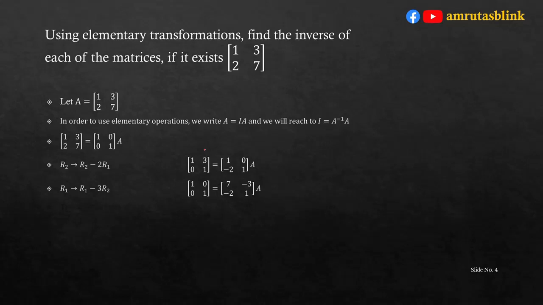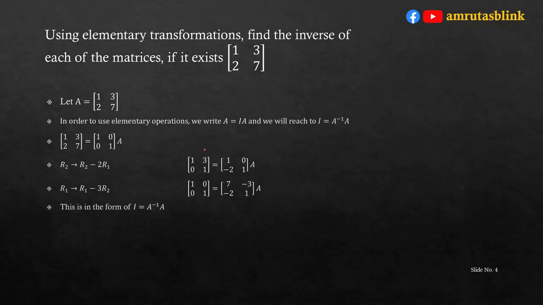Now 1 minus thrice of 0 is 1 as it is. Then 3 minus 3 into 1 is equal to 0. Second row is 0, 1 as it is. Now on the right hand side, 1 minus minus 3 into minus 2, that is 1 plus 6 is equal to 7, and 0 minus 3 into 1 is equal to minus 3. Hence first row is 7 and minus 3, second row minus 2, 1 as it is.